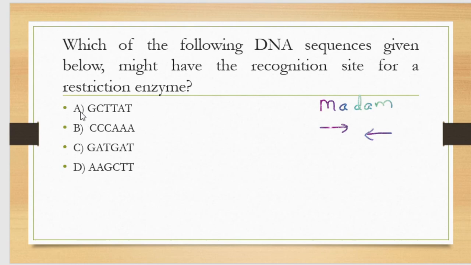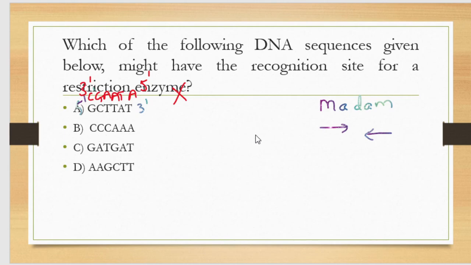The first is GCT, TAT. Let's say this is 5 prime and 3 prime. The complementary strand, 3 prime to 5 prime, will be A, T, A, A, G, C. Now read it. Are you getting that palindromic sequence? GCT, but here it is ATA. So this is not.